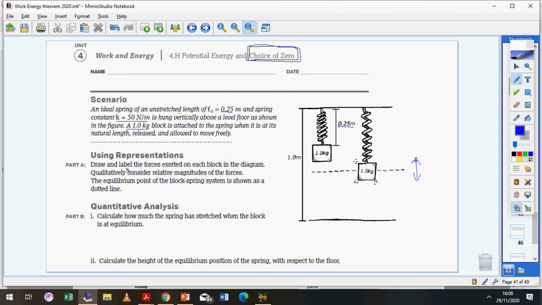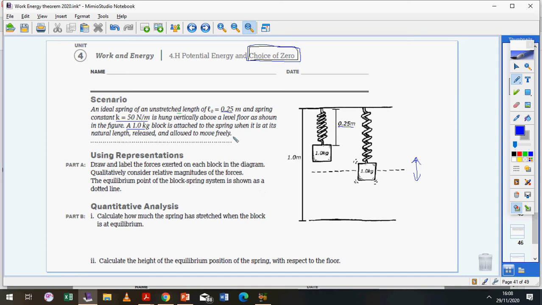They're asking me to draw and label the forces exerted on each block in the diagram. And they want me to qualitatively consider relative magnitudes of the forces. The equilibrium point of the block spring system is shown as a dotted line. So this is the equilibrium position.